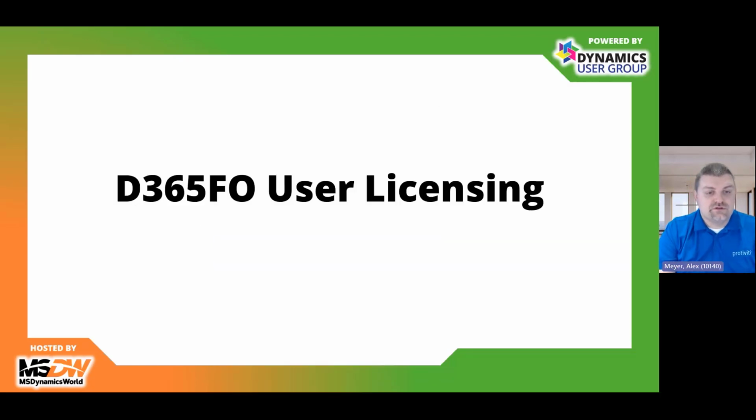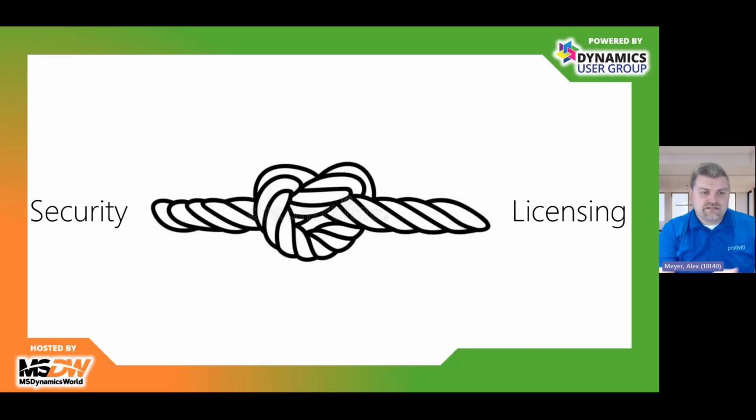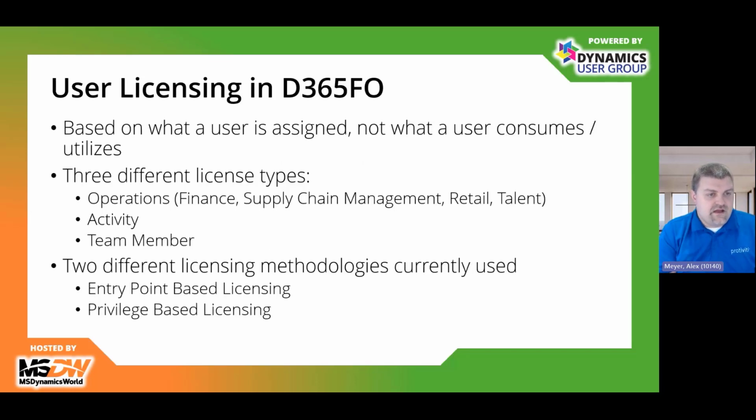So let's switch gears slightly and talk about user licensing. We've talked about setting up security in the user interface and in the AOT, the programmatic side. Now let's talk about how setting up that security is going to impact our licensing. The first question is, how are these two things tied together? How is my security impacting my licensing within D365 F&O? That brings up a unique point about D365: your licensing is based on what a user is assigned, not what a user consumes or utilizes.